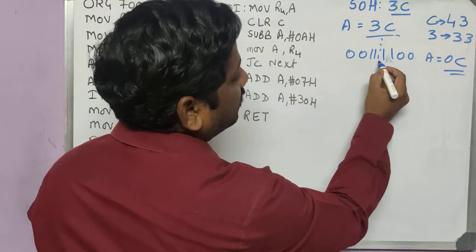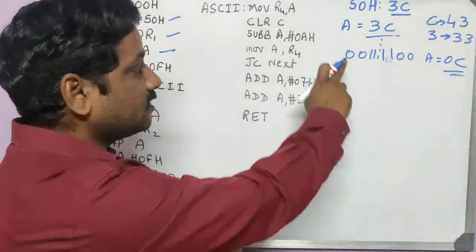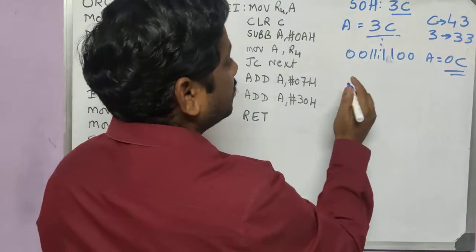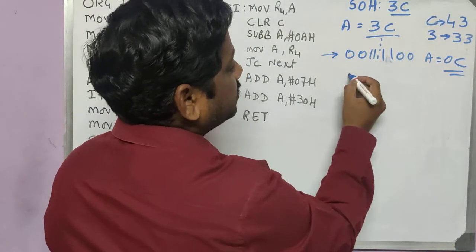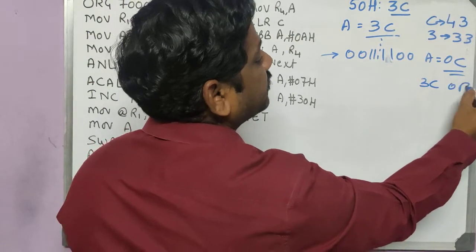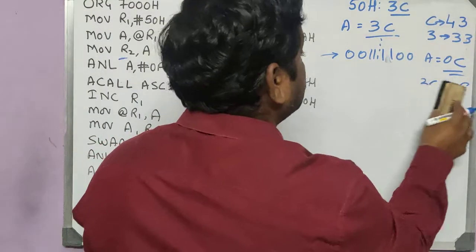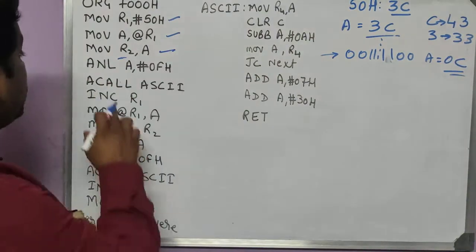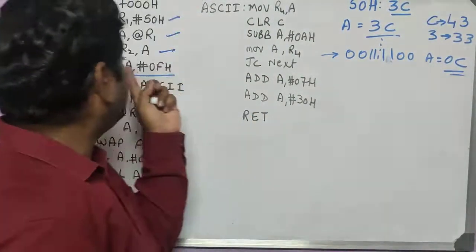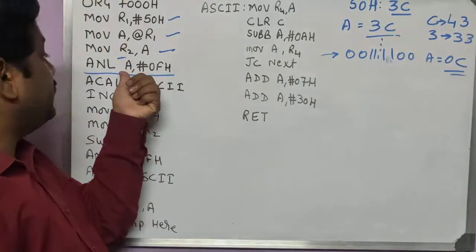First we have 00111100. This is what we have in the accumulator. Now I use the AND logic, and I AND this 3C with 0F. That is the instruction we have written here: ANL A, #0FH. And the logic: what is in A?